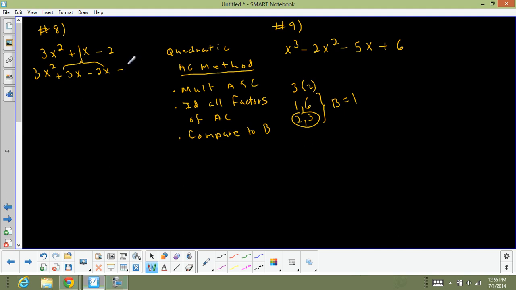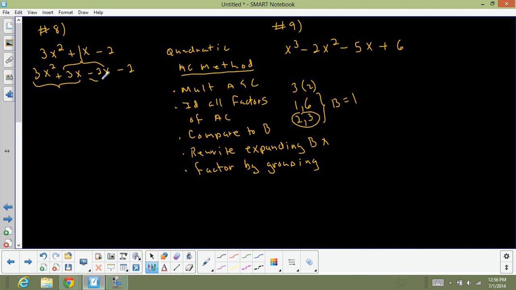Now, from there, I'll rewrite the expression, expanding the bx term. And finally, I'm going to factor by grouping. Okay? Factor by grouping. So, factoring by grouping, we mentioned that in the introductory video on factoring. And all we do is pairwise look at these. So we're looking at the 3x squared plus 3x and the minus 2x minus 2. I'm going to factor each one of those pairs.